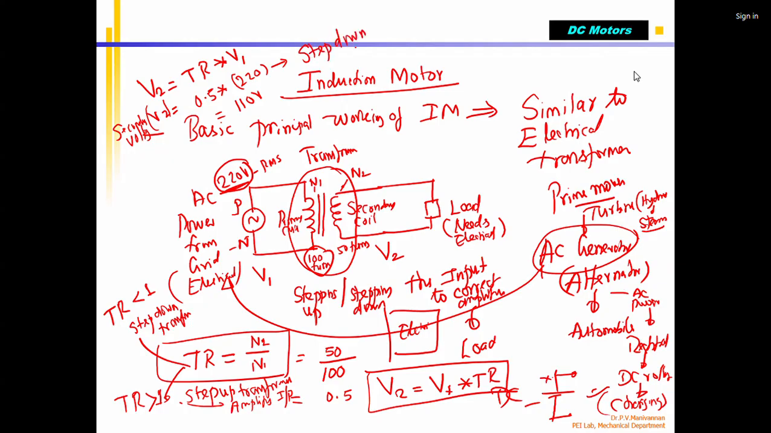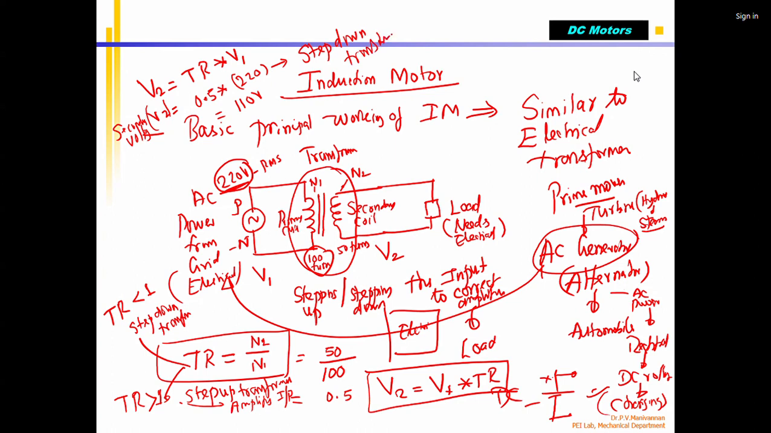The reason I am explaining this is that the basic principle of the induction motor is exactly the same. The only difference is that a transformer has no moving part. In an induction motor, you have a rotor, which is nothing but the secondary coil of the transformer. It has a stator coil, similar to the synchronous motor, which is the primary coil. So this transformer, since it reduces the output voltage by 0.5 times, which is the transformer ratio, is called a step down transformer.